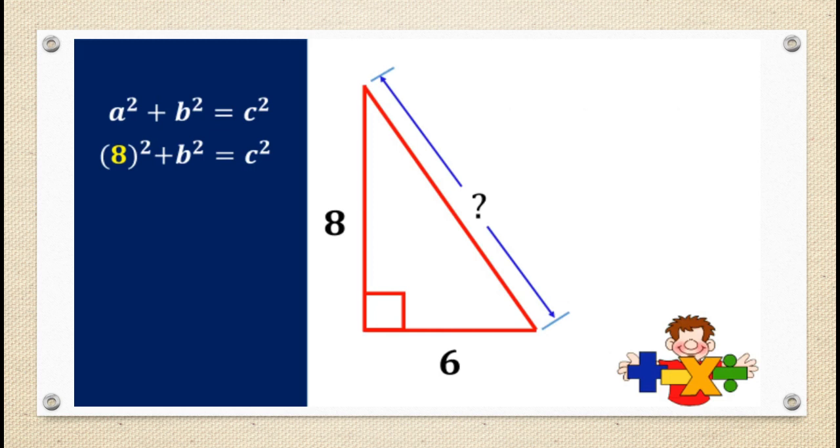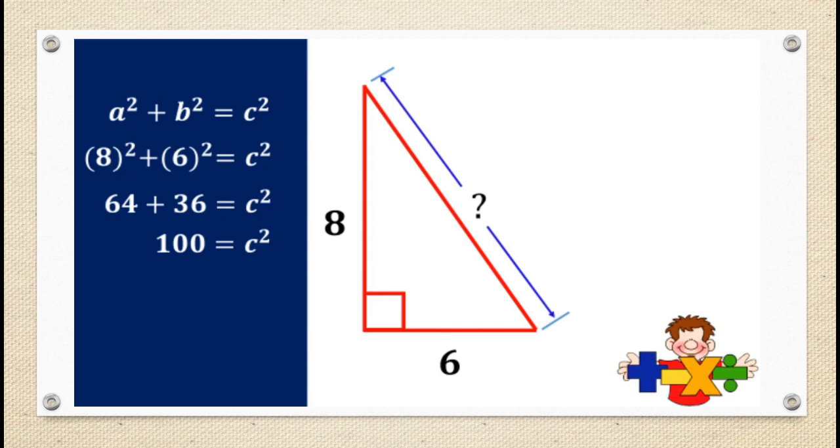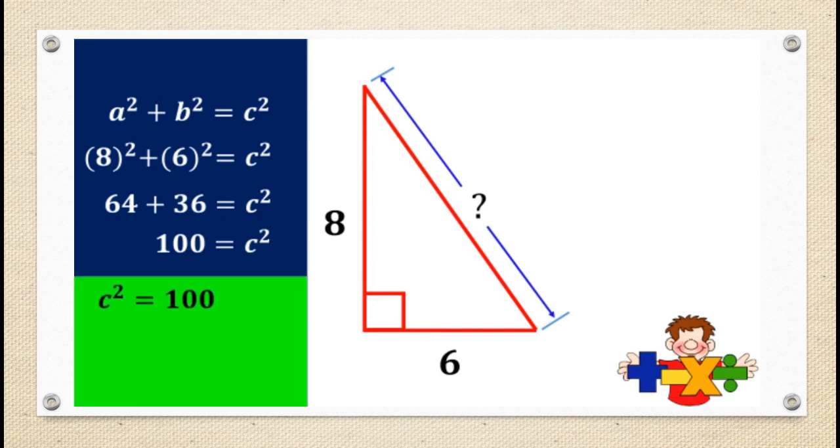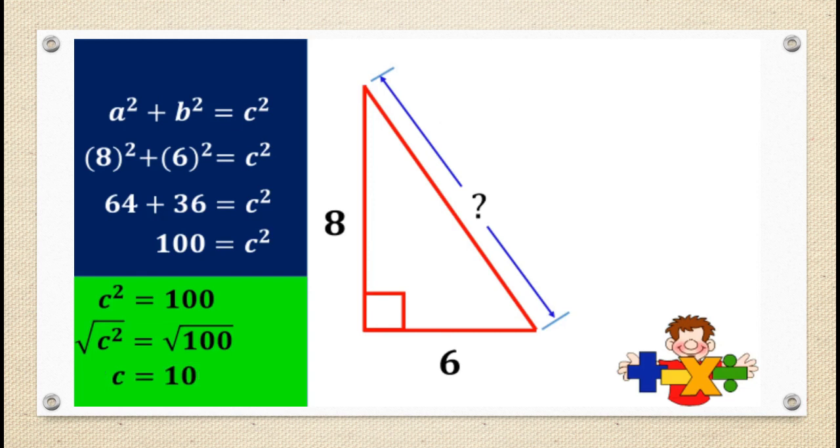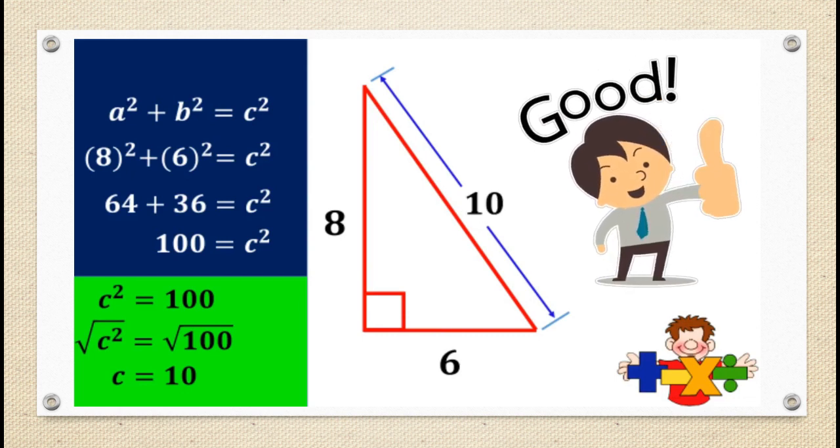And now, we will substitute 8 for A and 6 for B. 8 squared is equal to 64 and 6 squared is equal to 36. And 64 plus 36 equals 100. We can also write it as C squared is equal to 100. Then get the square root of both sides of the equation, and the square root of 100 is 10. Therefore, the length of our hypotenuse is 10.